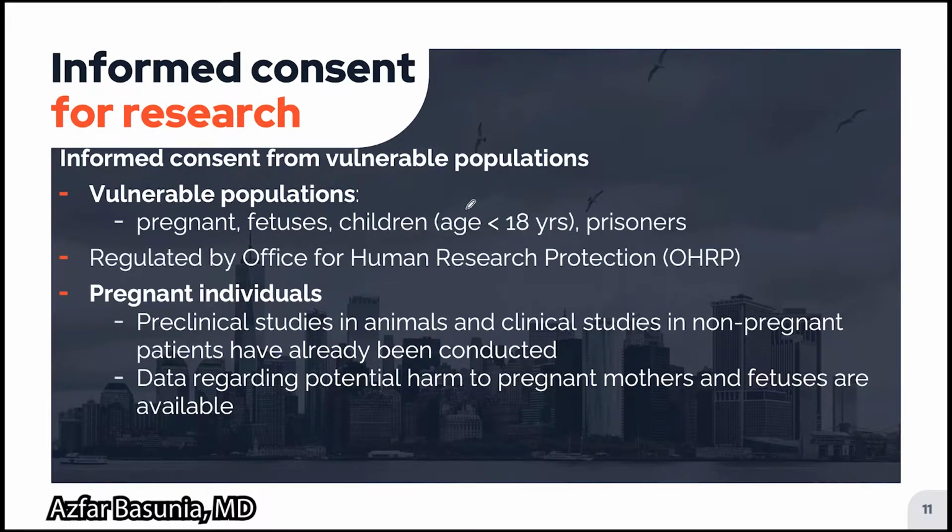When it comes to research on vulnerable populations, a few more ethical and regulatory principles come into play. First, vulnerable population is described as pregnant individuals, fetuses, children, that is, individuals under the age of 18 years of age, and prisoners. Research on vulnerable populations is regulated by the Office for Human Research Protection, or OHRP. When it comes to research on pregnant individuals, preclinical studies in animals and clinical studies in non-pregnant individuals must have already been conducted, and we need to have data regarding potential harm to the pregnant mothers and fetuses available.